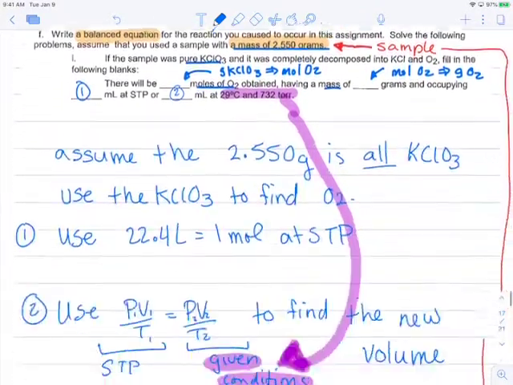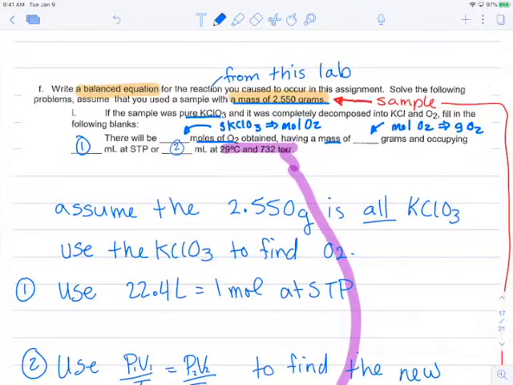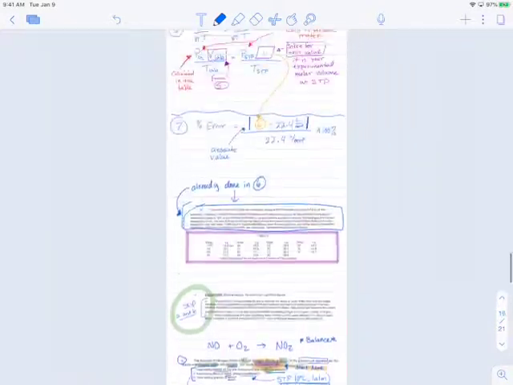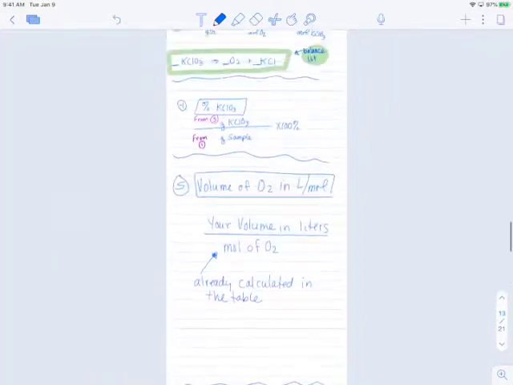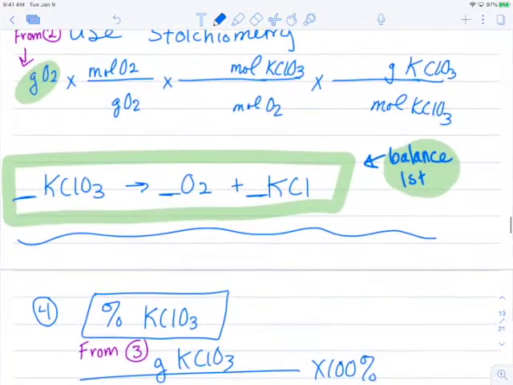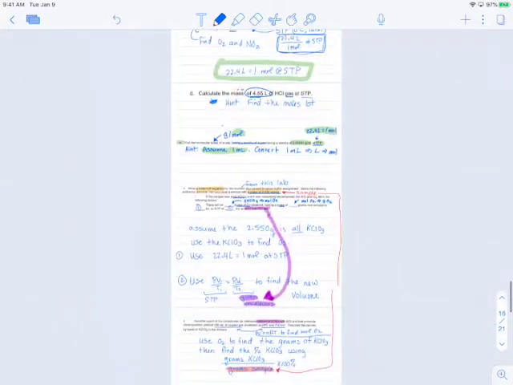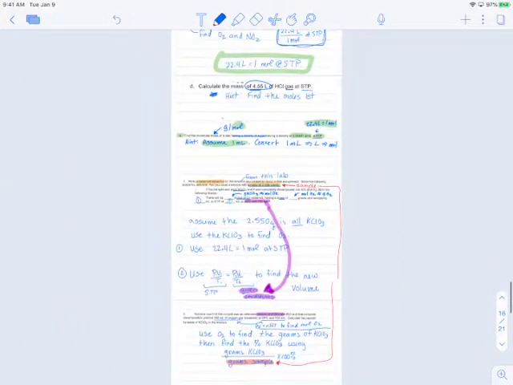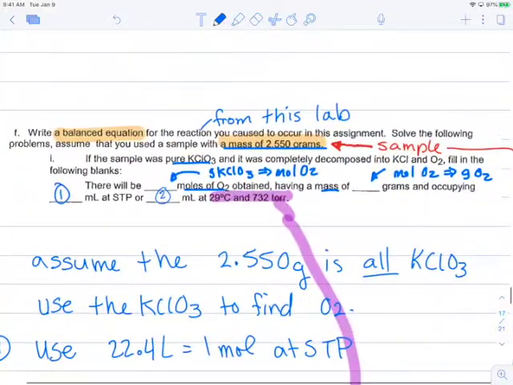All right, then let's see, we talked about E, so F is the tricky one. F first says write the balanced equation for the reaction that occurred in this lab. Remember, I actually gave that to you. I didn't balance it for you, but I gave it to you way up here. So they're asking for this balanced equation. They're going to give you two different situations, so be aware that these are different.